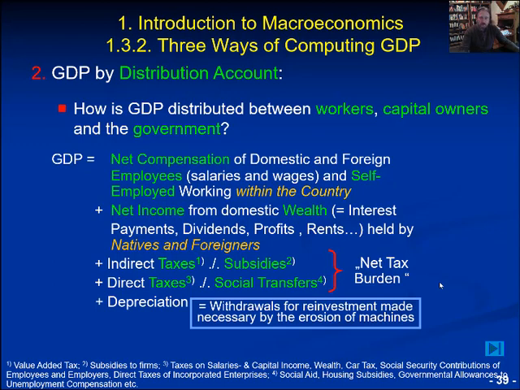Since this type of depreciation has to be withdrawn by firms in order to have the financial means to finance these necessary reinvestments, it cannot be paid to the government, nor to the capital owners, nor to the workers of companies. Therefore, it is a special component of the distribution account.